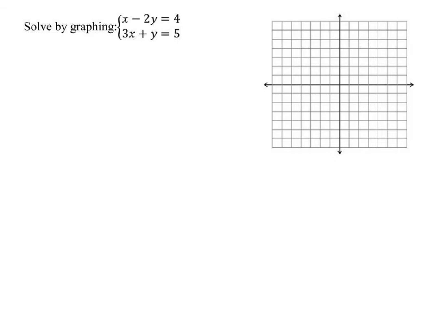So for my next problem, what do I need to do first? Slope-intercept form. So I'll take the top one first. What do I do? Move the x over. So now I have negative 2y equals negative x plus 4. Now what? Divide by negative 2, so that gives me positive y equals positive 1/2 x minus 2. If you can't do that in your head, then write down all those steps. There's no shame in that.